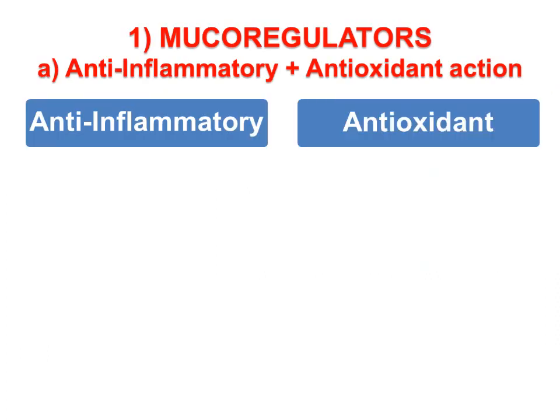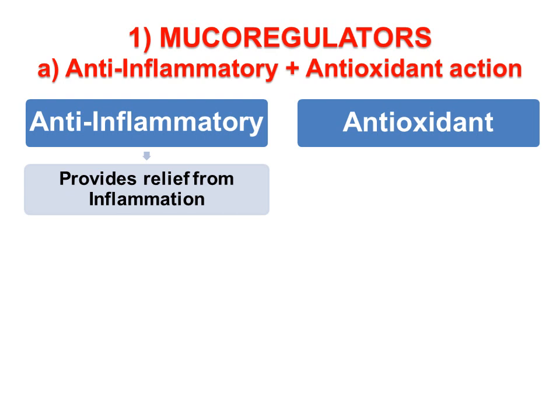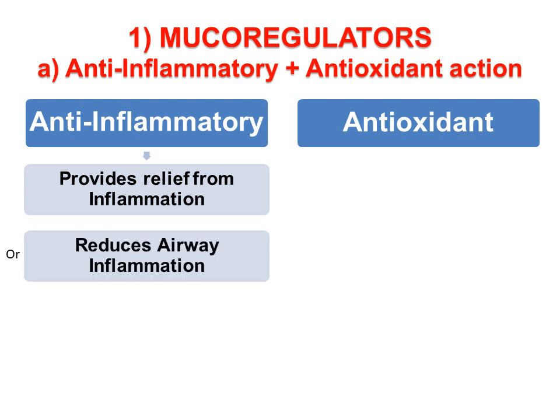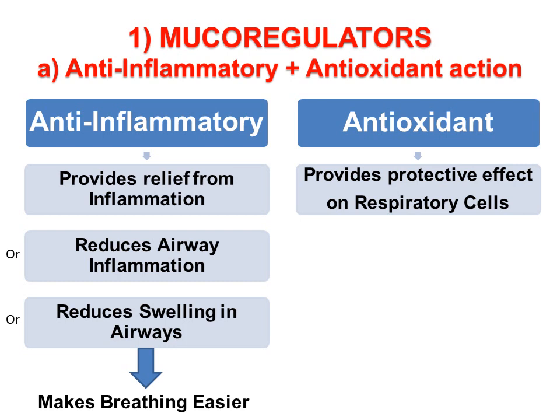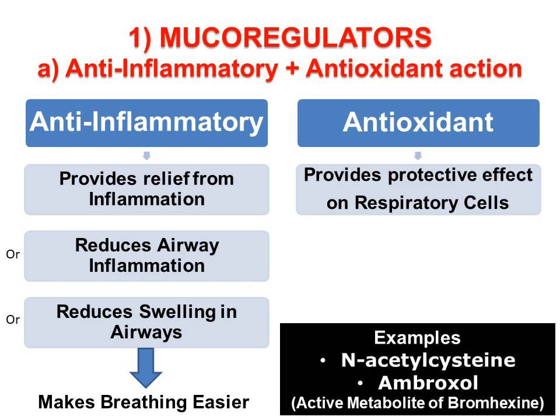Anti-inflammatory and antioxidant action. Let's understand how. Anti-inflammatory means provides relief from inflammation, or reduces airway inflammation, or reduces swelling in airways, so makes breathing easier. Antioxidant means provides protective effect. Where is this protective effect seen? On the respiratory cells. Examples are N-acetylcysteine and ambroxol. Ambroxol is the active metabolite of bromhexine.